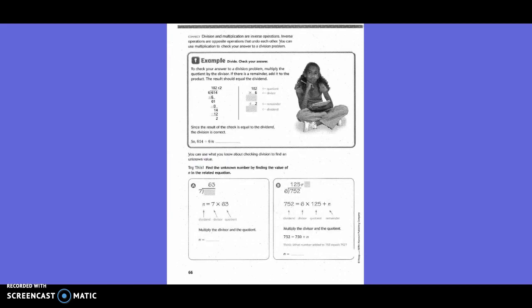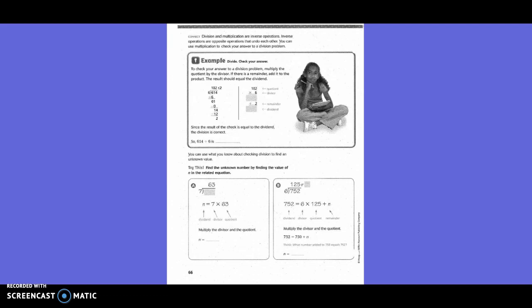Division and multiplication are inverse operations. Inverse operations are opposite operations that undo each other. You can use multiplication to check your answer to a division problem. So example, divide, check your answer. To check your answer to a division problem, multiply the quotient by the divisor. If there is a remainder, add it to the product. The result should equal the dividend.